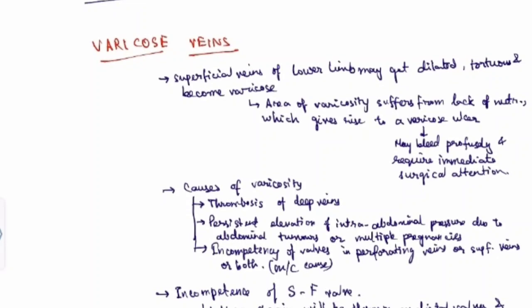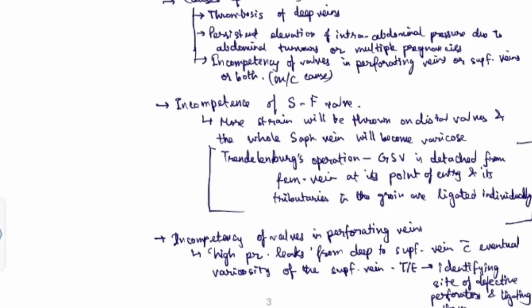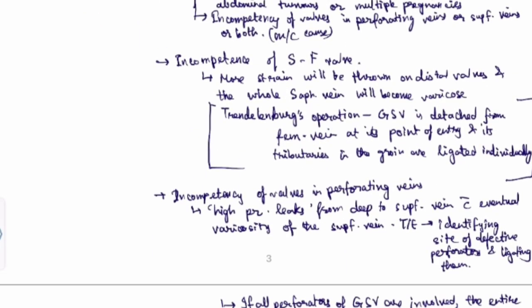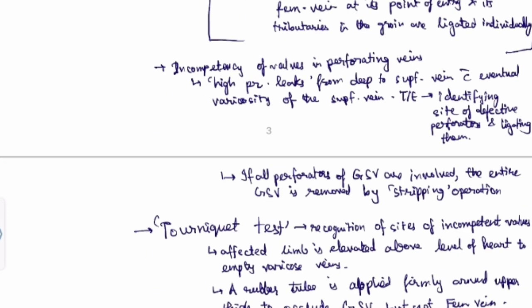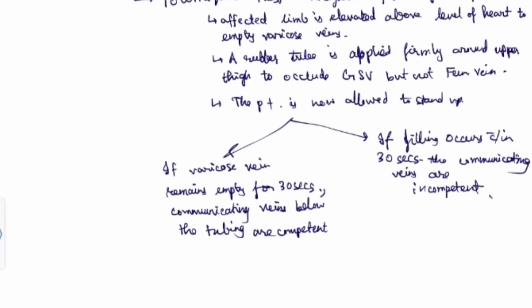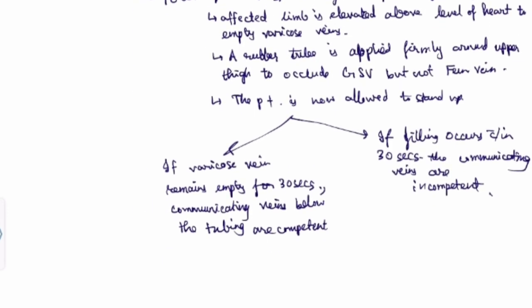Okay, so we learned about what is varicosity, what are the causes of varicosity, what are the types we can have, like the saphenofemoral valve being incompetent, the valves of perforating veins may also be incompetent. And finally, we learned about the tourniquet test. Okay, thank you guys. Hope to see you on the inguinal lymph nodes in the next video, and we will continue later with the nerves also.